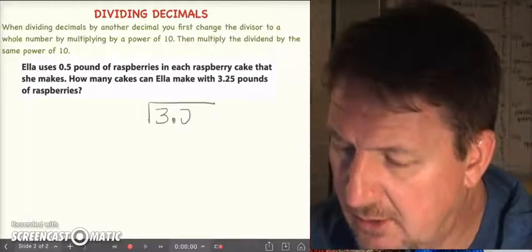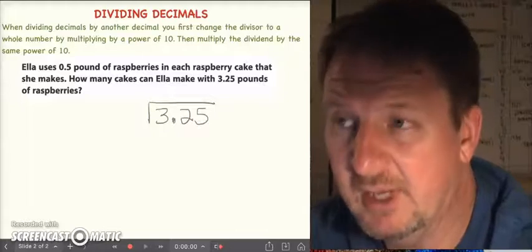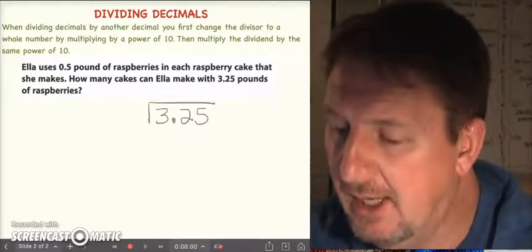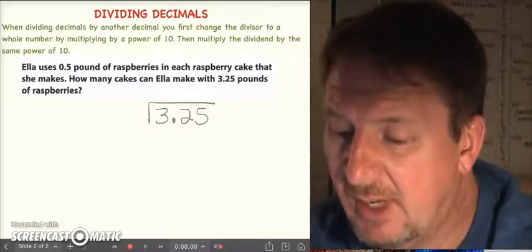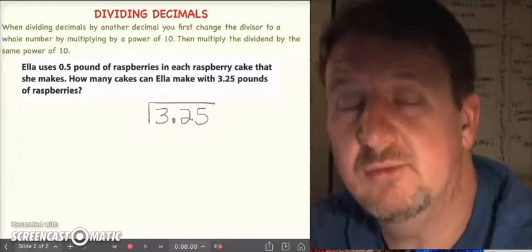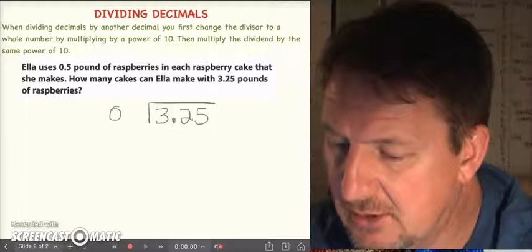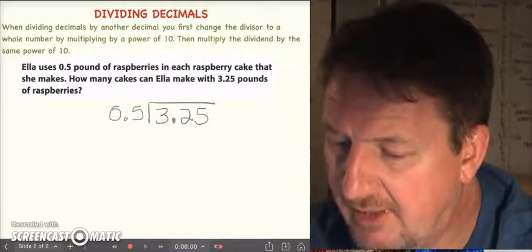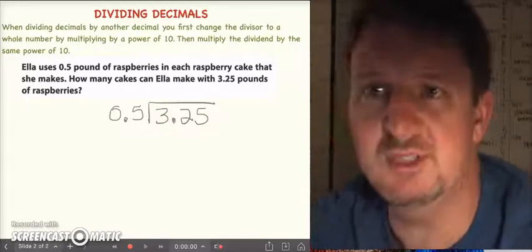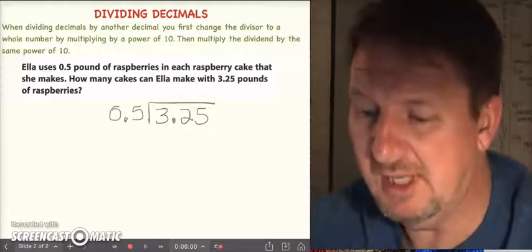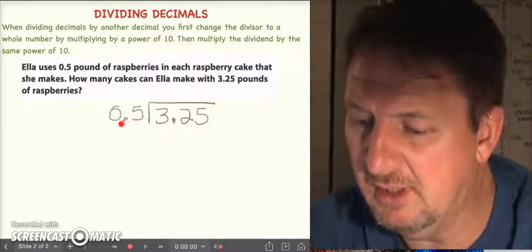3.25. Okay, so that's what's being divided, and then I'm dividing it by how many pounds of raspberries she puts in each cake. Okay, so that is 0.5. Before we start putting decimals up in the quotient, we've got to get rid of this decimal here.